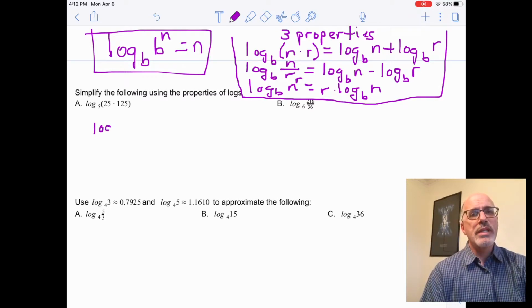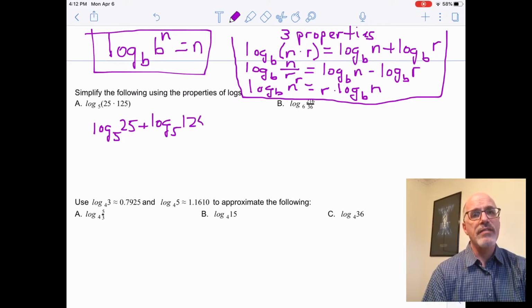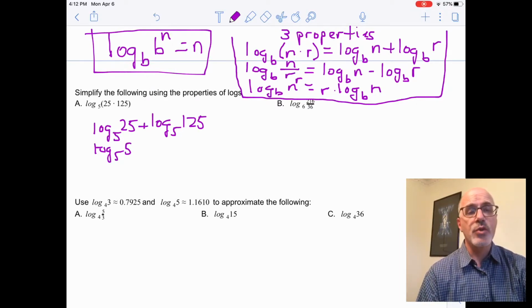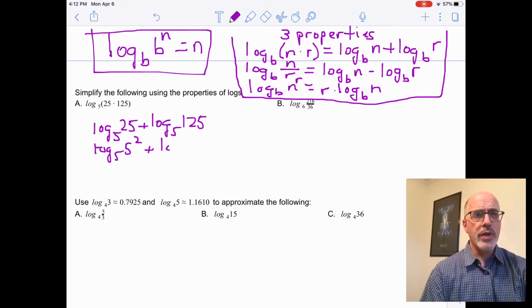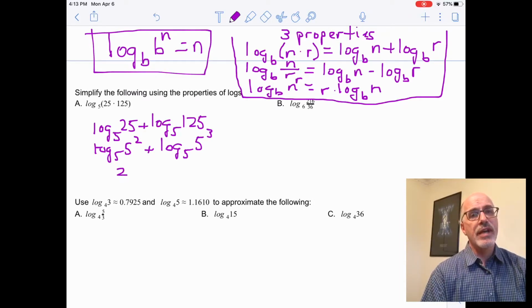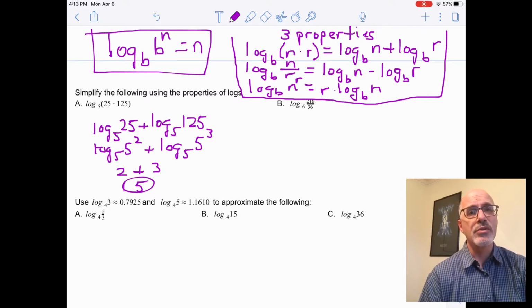The idea is that we're going to separate, because it's multiplication inside the log, and make it the addition of the two logs, log base 5 of 25 plus log base 5 of 125. Now 25 is the same as 5 squared, and 125 is the same thing as 5 cubed. Now we can use the rule right above it that says if you've got that base with those exponents, it becomes the exponent. So it's 2 plus 3 gives us 5 for the answer.